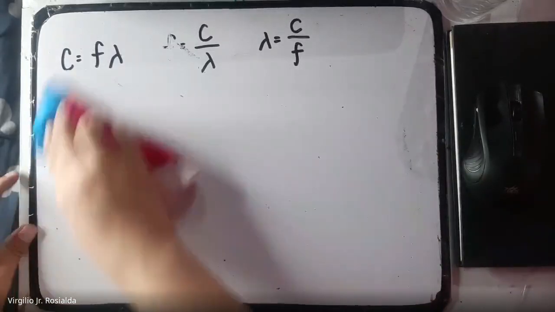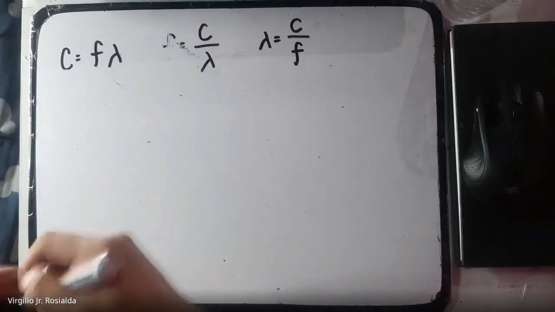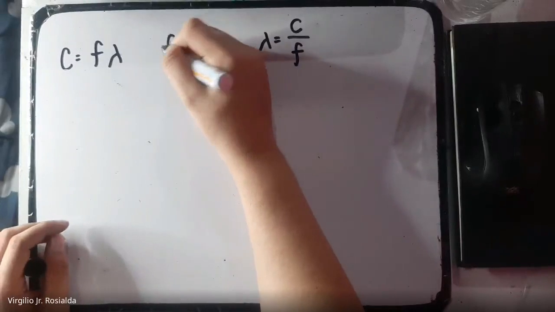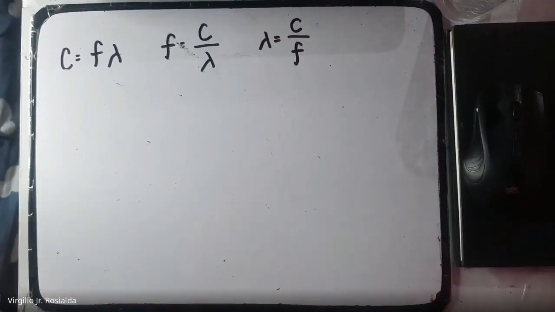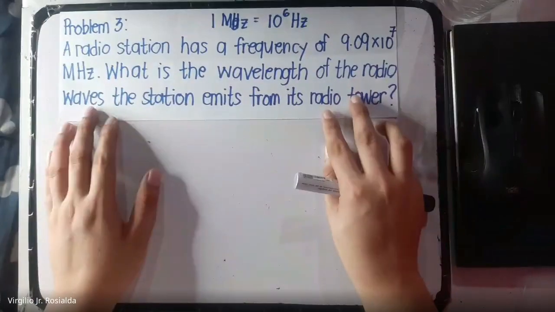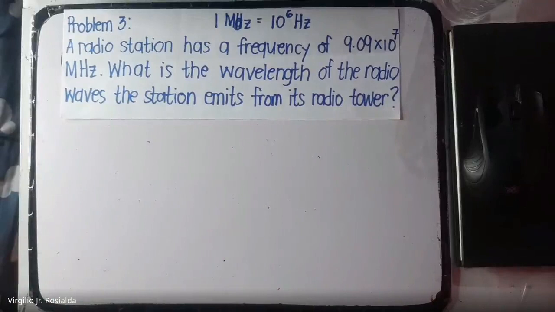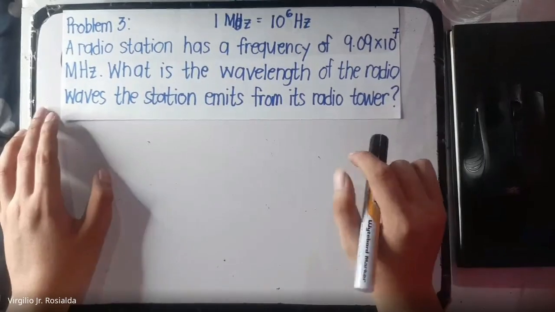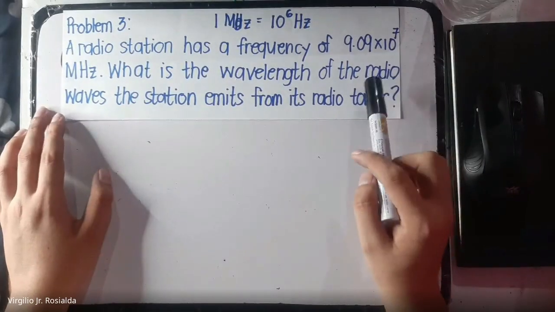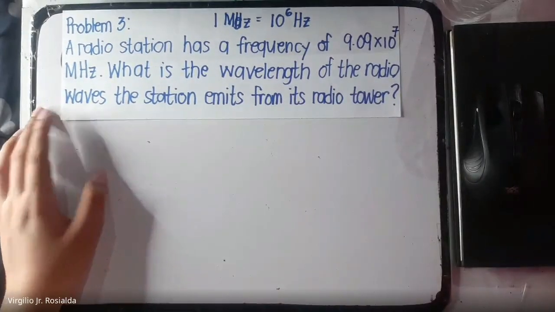Okay. So, panatilihin natin yung mga equation natin na ito kasi ito pa rin ang gagamitin natin for the 2 remaining problems. Okay? So, for number 3 problem, a radio station has a frequency of 9.09 times 10 raised to 7 megahertz. What is the wavelength of the radio waves the station emits from its radio tower?